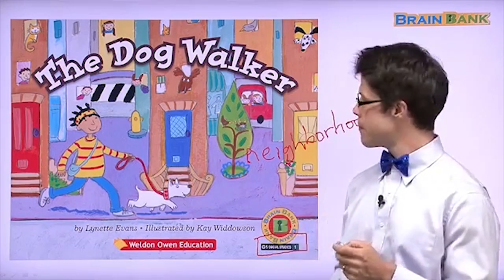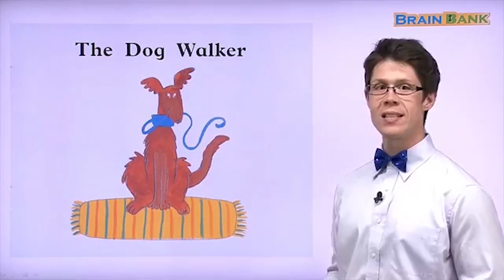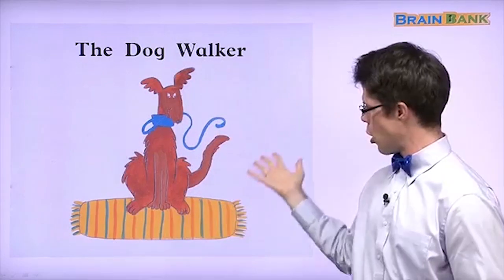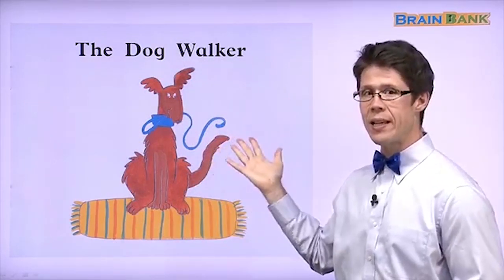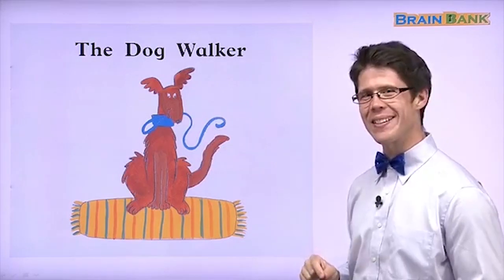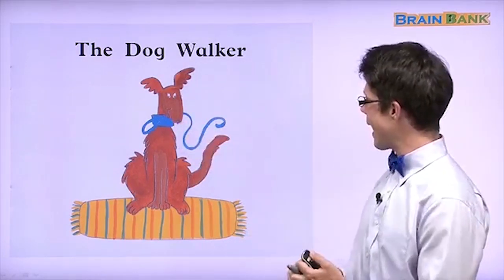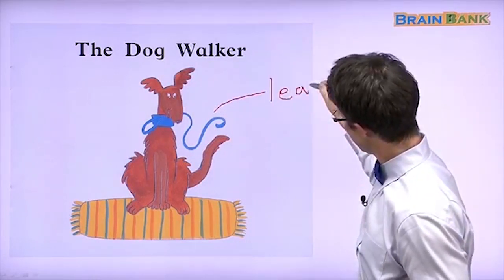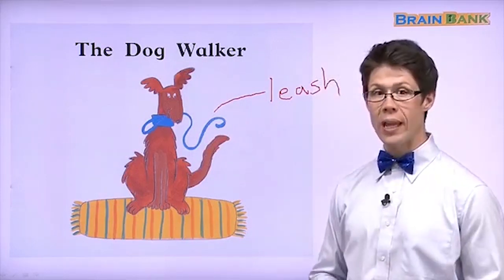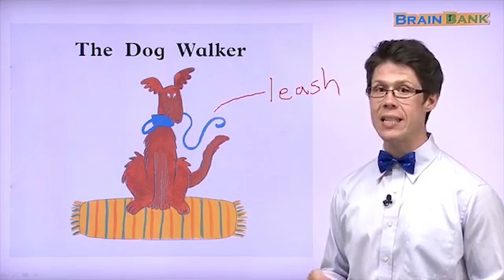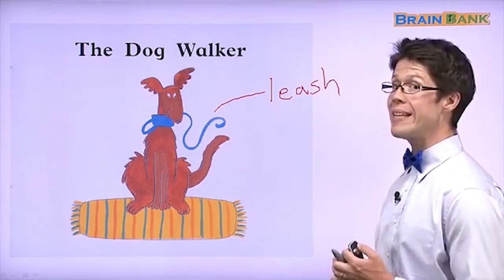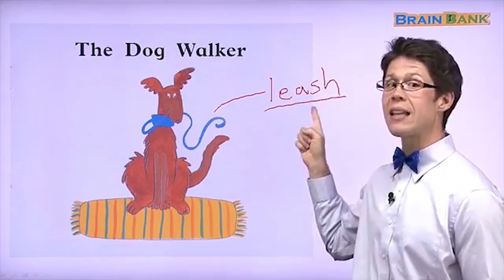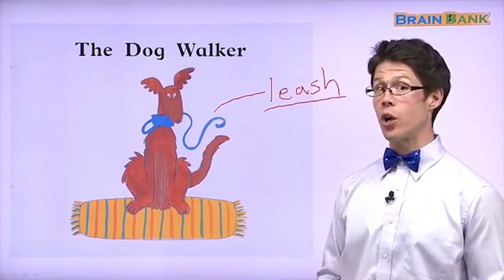Let's get started. All right, our first page says the dog walker. And we have a big dog, right? We have a big red dog. It's a little bit red. And the dog has this. This is called the dog's leash. Okay? If you walk a dog, 강아지랑 같이 걸으면, the dog needs a leash. Leash 써야 해요. You should use a leash when you walk your dog.